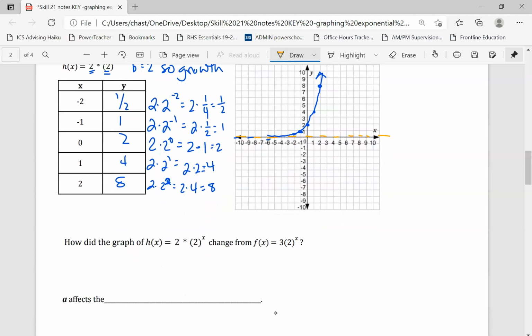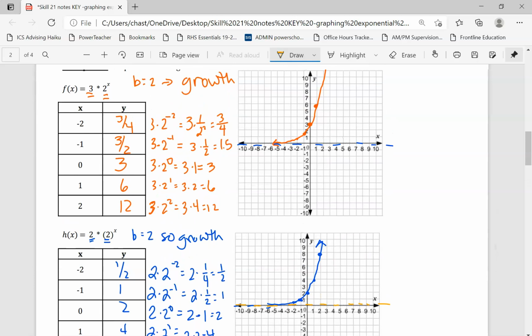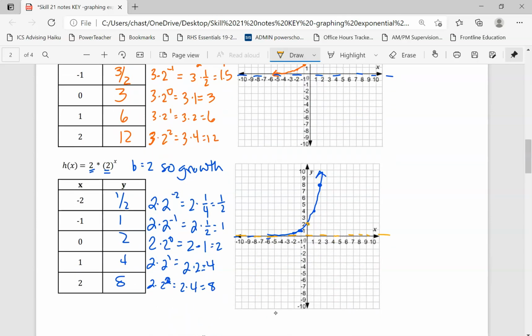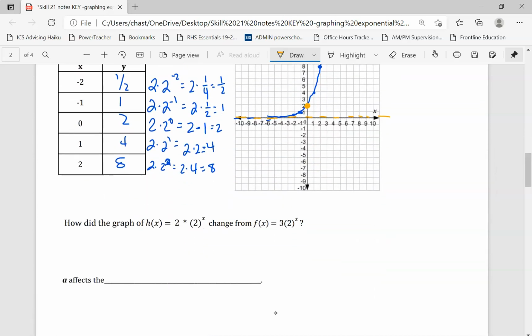How does the graph of 2 times 2 to the x change from 3 times 2 to the x? Well, let's see. What did change? This one looks like it had a y-intercept at 3. This one looks like it had a y-intercept at 2. So let's see, this was a 2 and this was a 3, so it looks like the y-intercept changed.